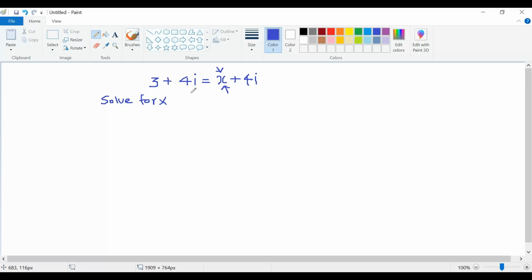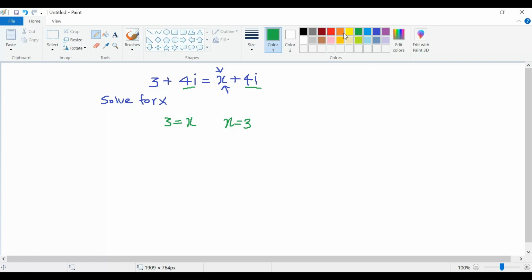We know that for two complex numbers to be equal, their real and imaginary parts should be equal. Here the imaginary parts are already equal. Now what is left is the real part. The real part of the first complex number is 3, and that should be equal to the real part of the second complex number, x. Which means x should be equal to 3. So that's the solution for that question.